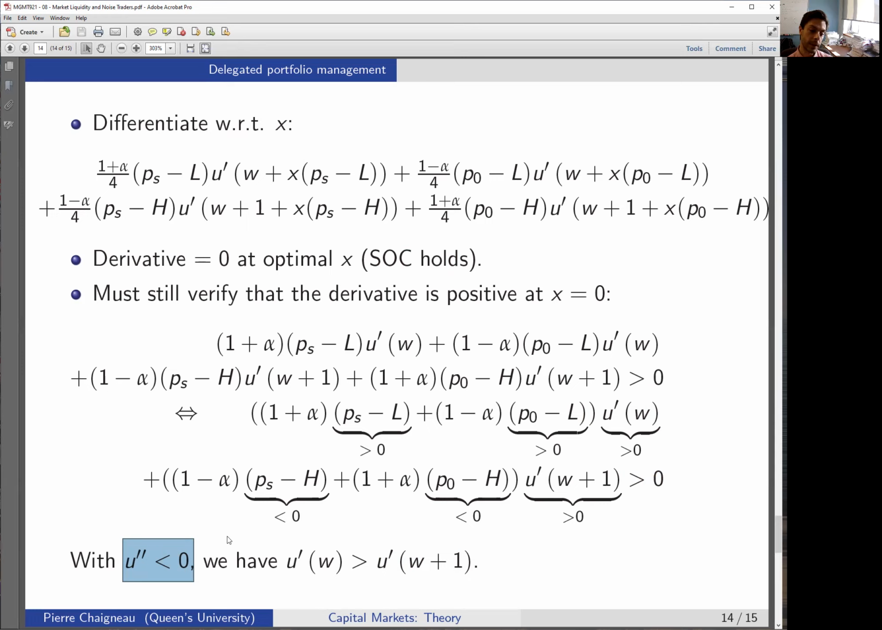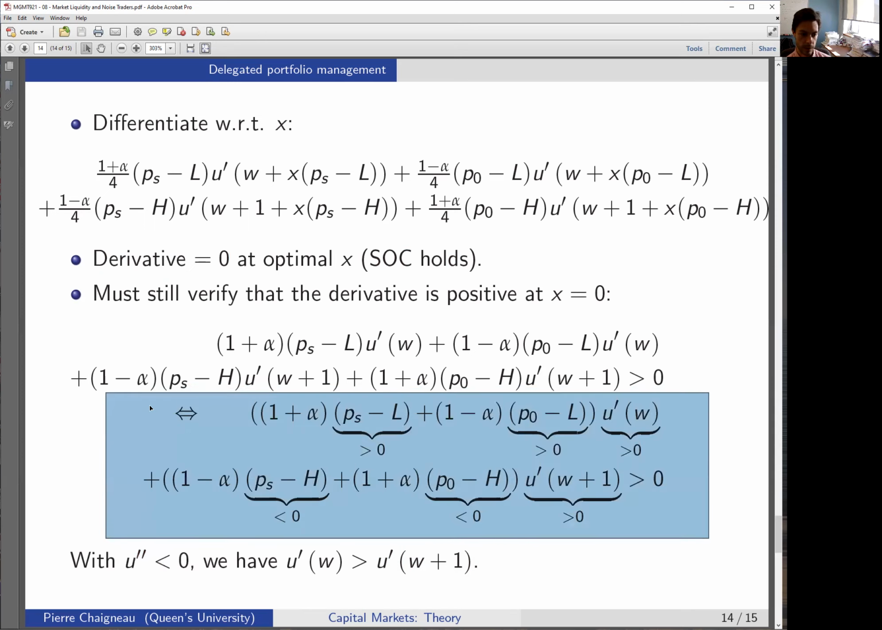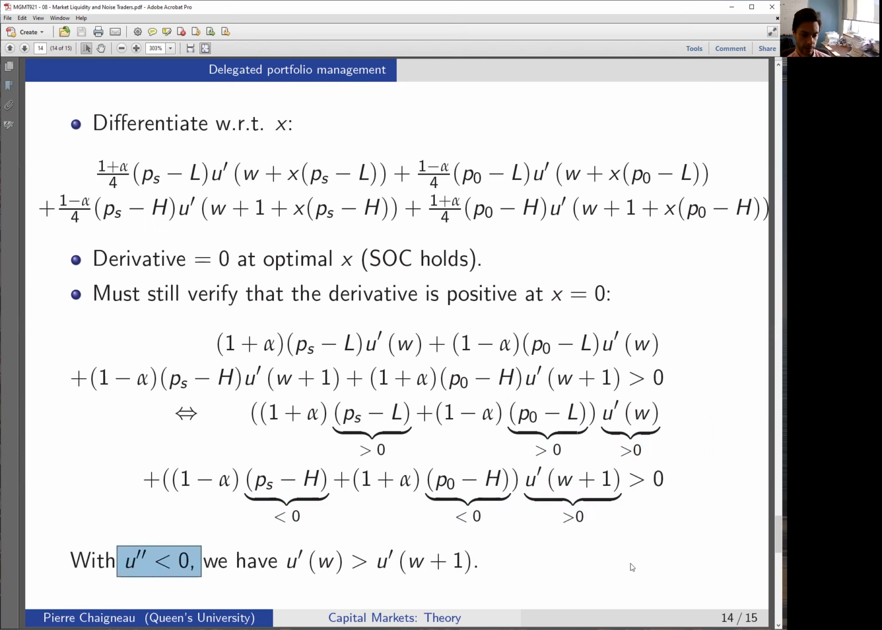And again, it makes sense, right? It's because the agent is risk averse that he is going to get a hedging motive. If he were not risk averse, by trading, he would just move prices against him. And so he would be better off not trading. So we still want to make sure that this condition is satisfied, which it can be if the agent is risk averse.